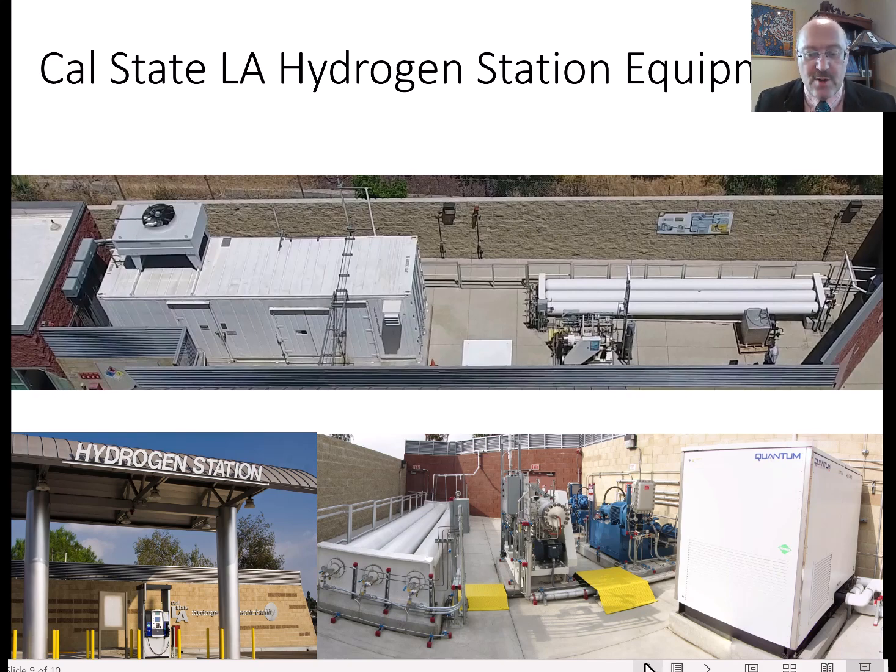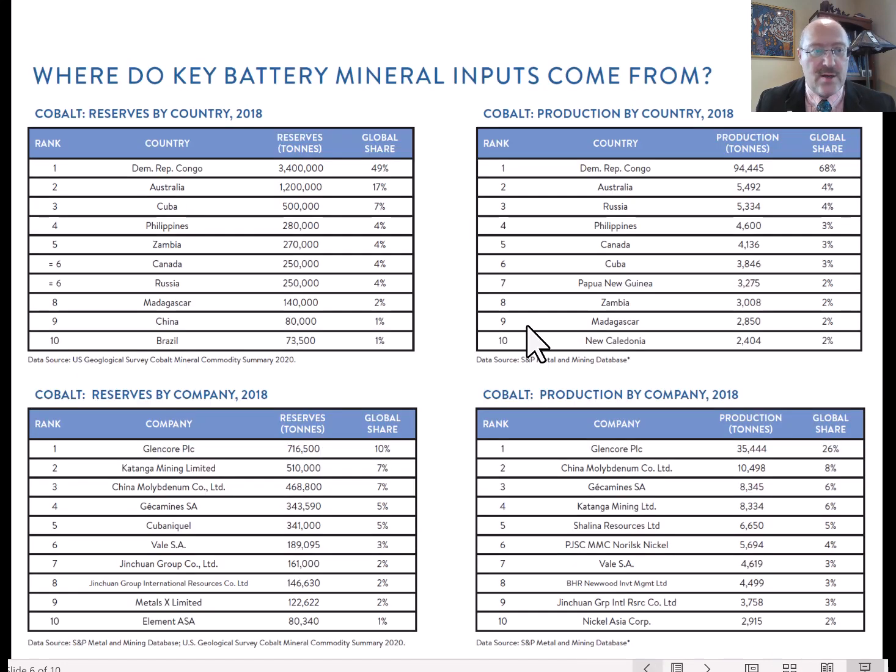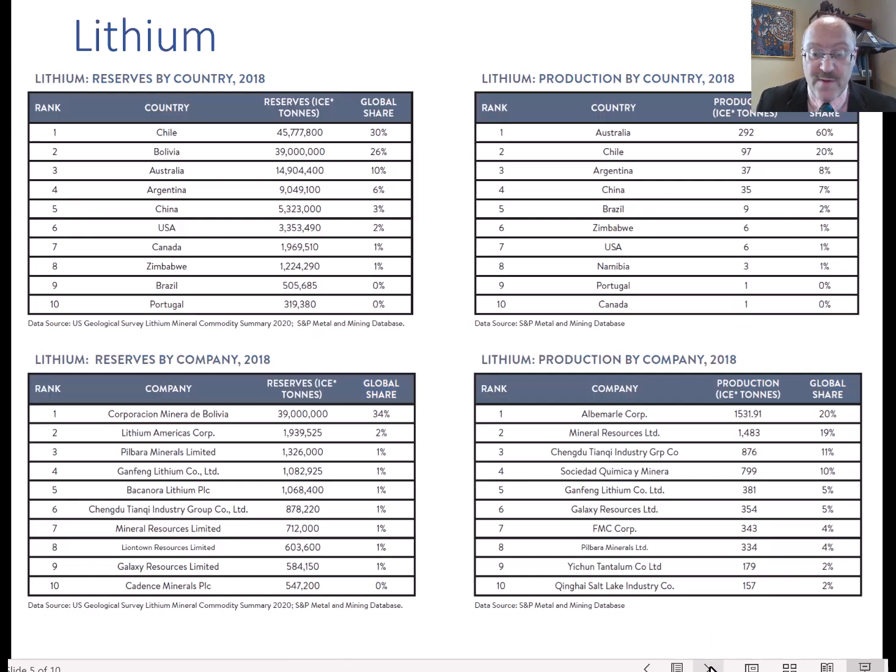All right. And so what I would like to do is step back here and see how many countries are participating. Chile, Bolivia, Australia. And then here, Congo, Australia, Cuba, Philippines. Do we see Korea? Do we see Japan? Do we see Germany? Do we see France? And many, many other countries we don't see. And so the electrical or battery pathway is kind of limited by how many companies and how many countries can benefit.